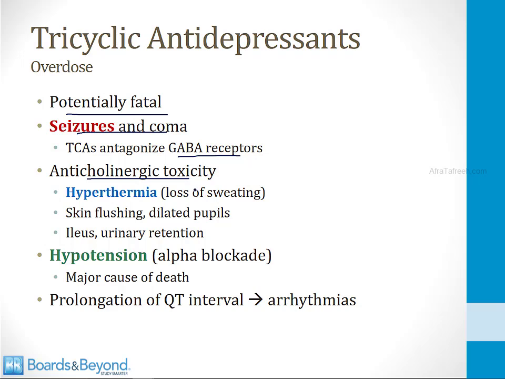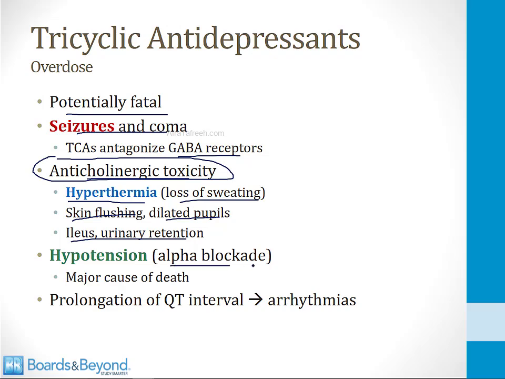So when you block cholinergic receptors, you can't sweat. And when you can't sweat, you can't dissipate heat, so you get very hot. And so hyperthermia develops, and people with anticholinergic toxicity develop a fever. When your temperature starts to go up, your body dilates the skin, so these people have skin flushing. In addition, the pupils will dilate. That's because you're blocking cholinergic receptors. And then in the gut and in the bladder, you can develop ileus and urinary retention. These are all classic features of anticholinergic toxicity, and they can occur in patients who overdose on tricyclic antidepressants.